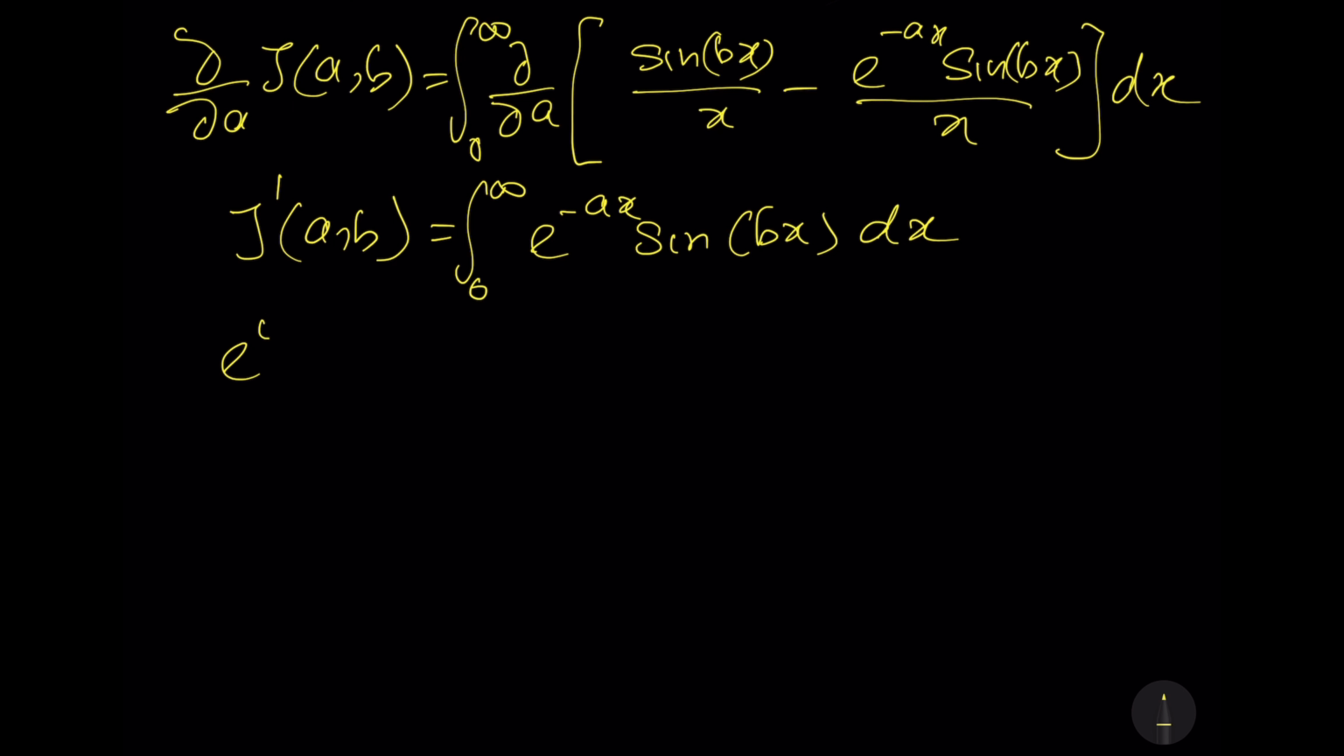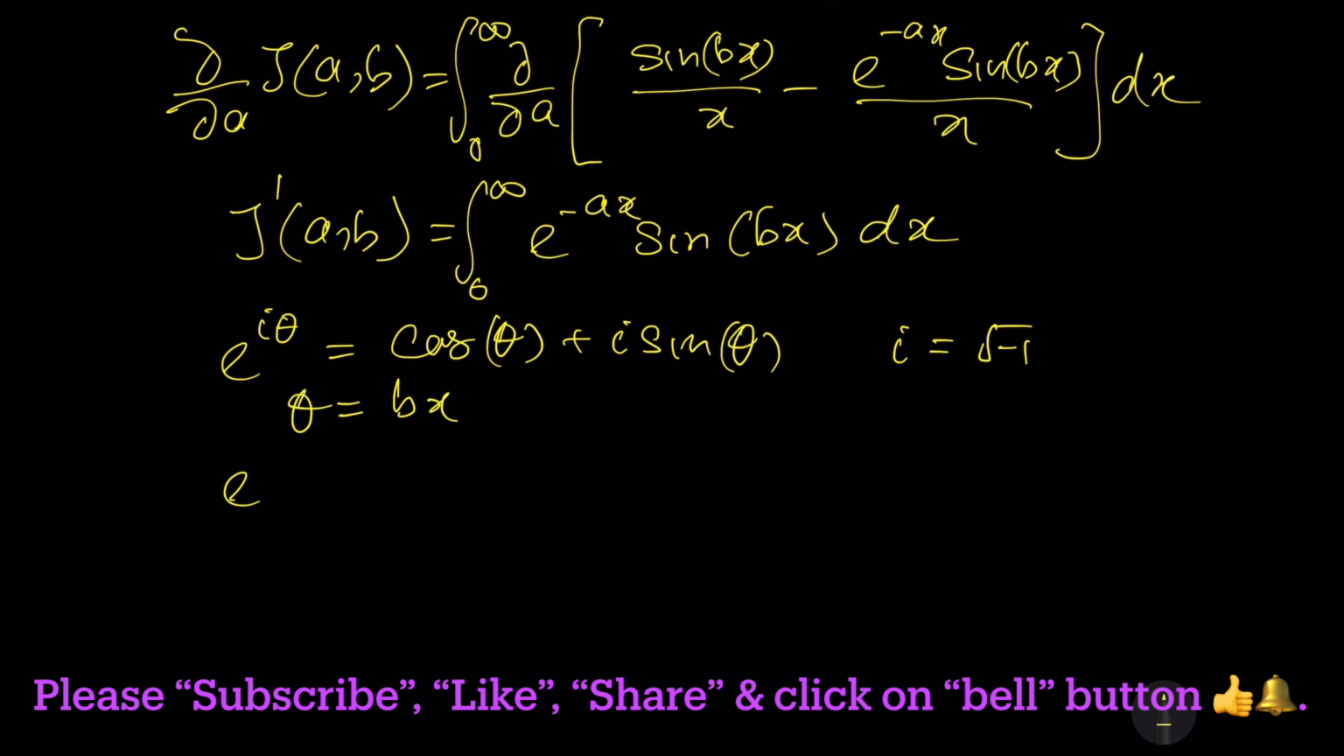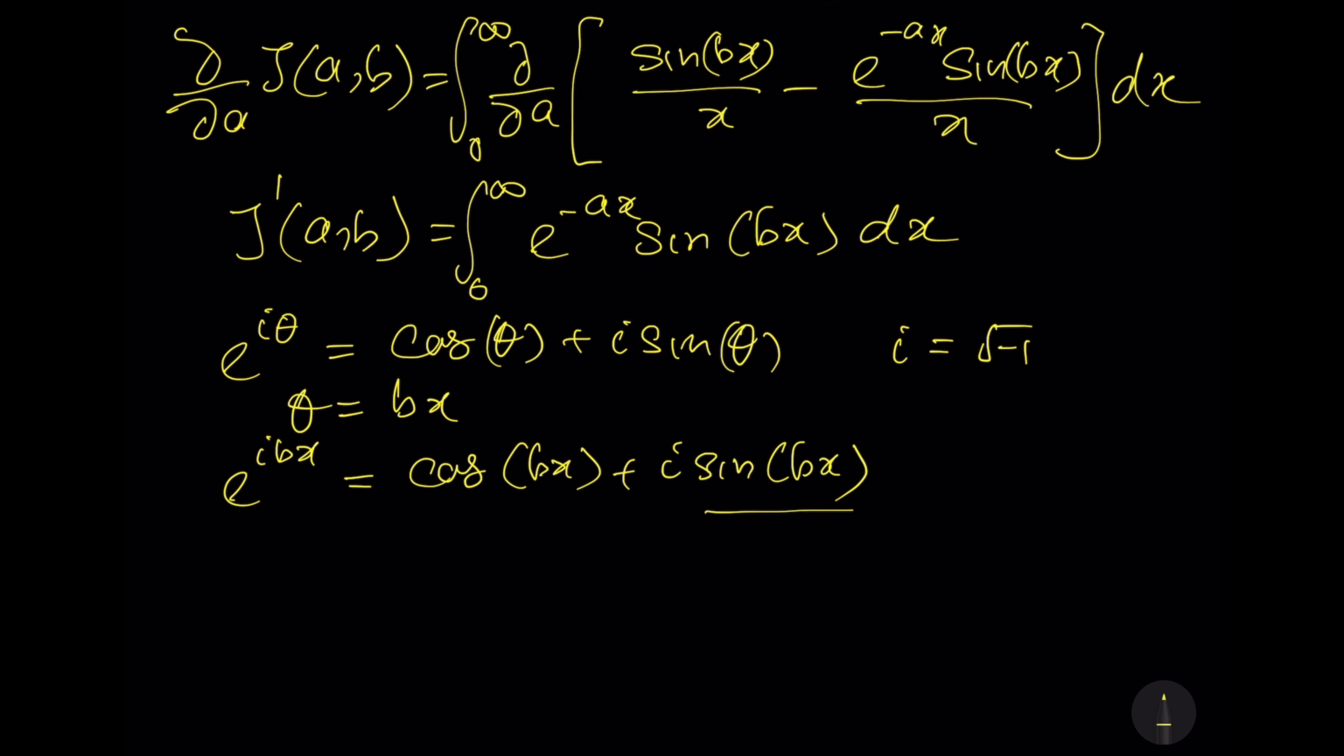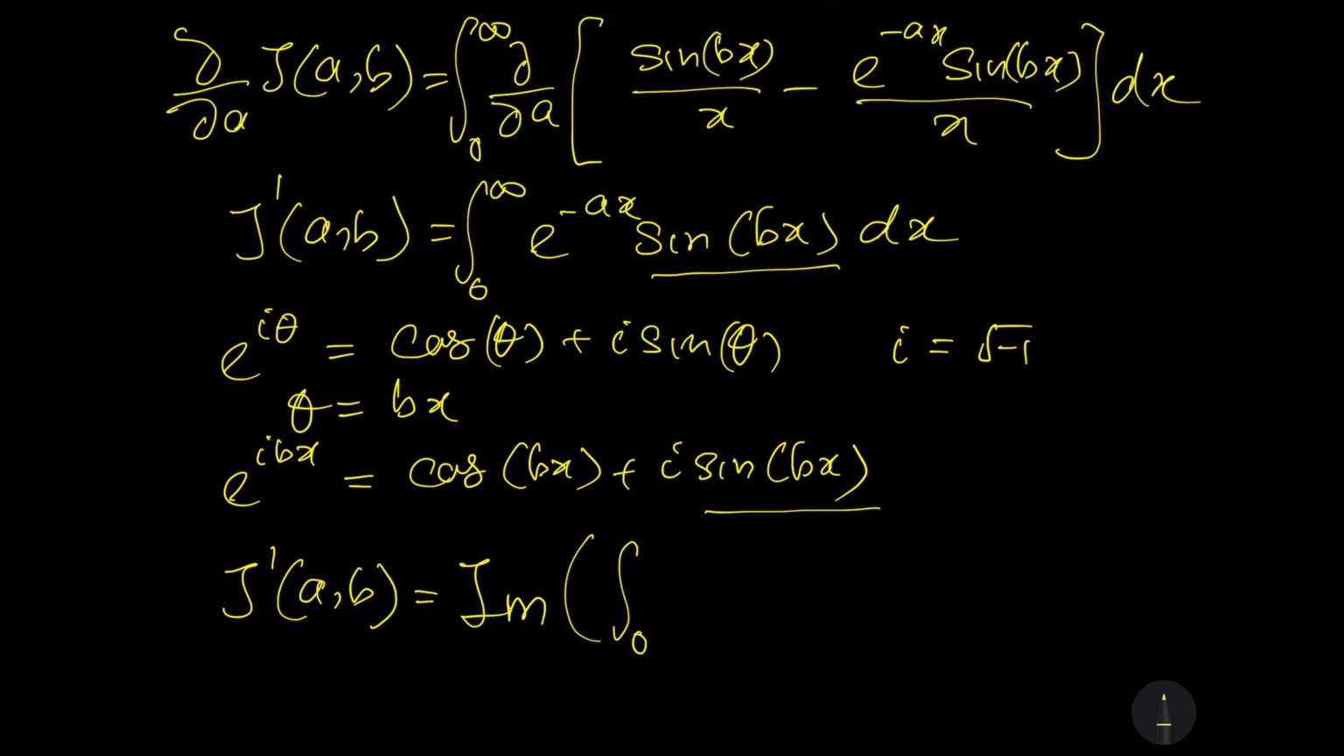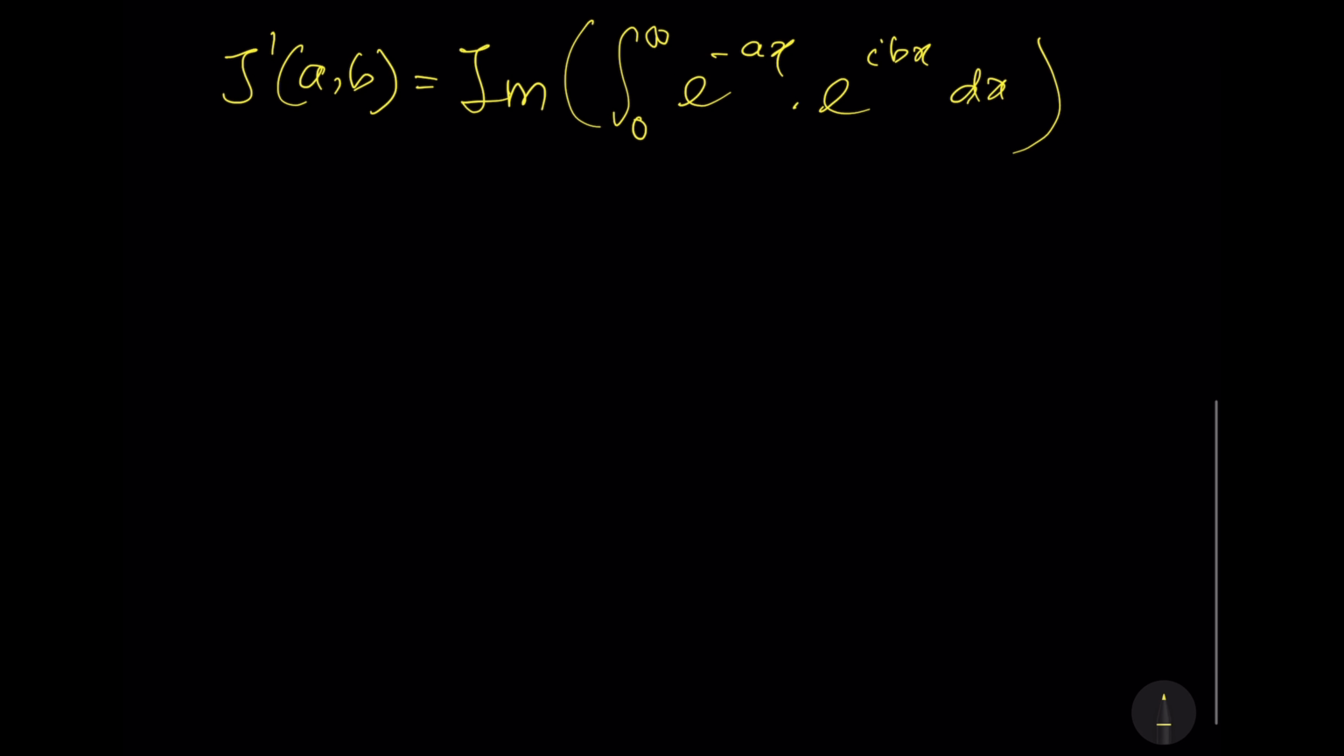Next, Euler's formula: e to the power i theta equals cosine theta plus i sin theta, where i equals the square root of negative 1, which is the imaginary number. When theta equals bx, we have e to the power ibx equals cosine bx plus i sin bx. We need the sin bx only, so J prime (a, b) can be rewritten as Im of the integral from 0 to infinity of e to the power negative ax multiplied by e to the power ibx dx, where Im stands for imaginary part.